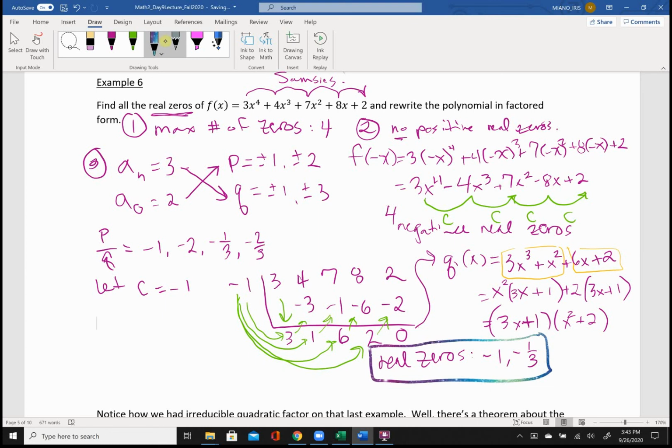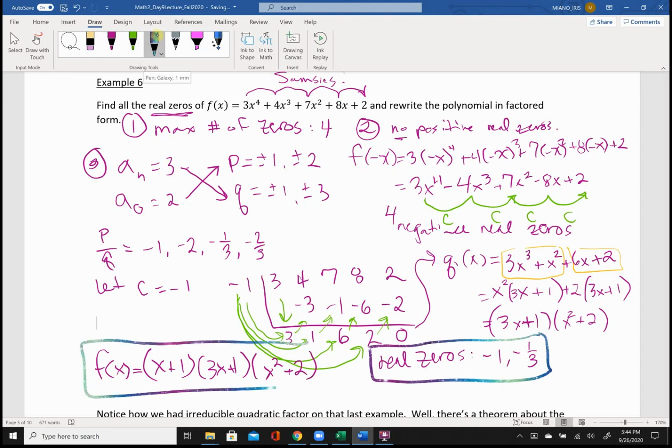We just want to be concerned with the real zeros, and the factored form of this function, I'll write it over here, is now f of x equals x plus 1. That's dealing with this first part here, and then this remaining factored bit, 3x plus 1, and then x squared plus 2. And that's done. Okay, phew. Let's go ahead and box up that factored form as well.